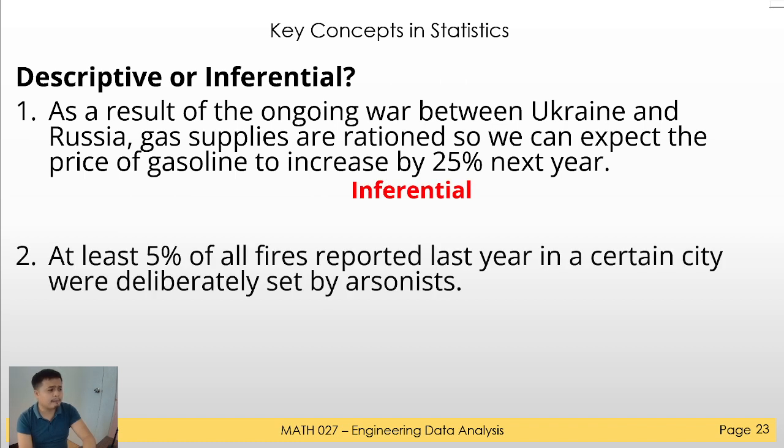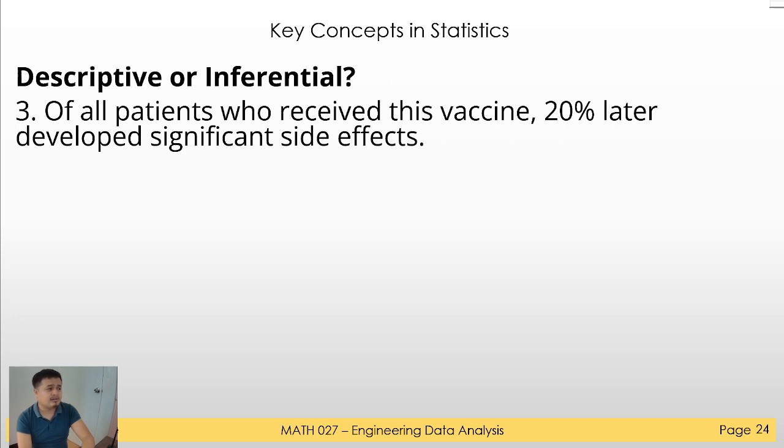Okay, another scenario. At least 5% of all fires reported last year in a certain city were deliberately set by arsonists. This is just describing a statistical measure, so we can say that this is descriptive. Okay. Of all patients who received this vaccine, 20% later developed significant side effects. Again, from the perspective of this person, he or she is just describing the data. So therefore, this is just descriptive.